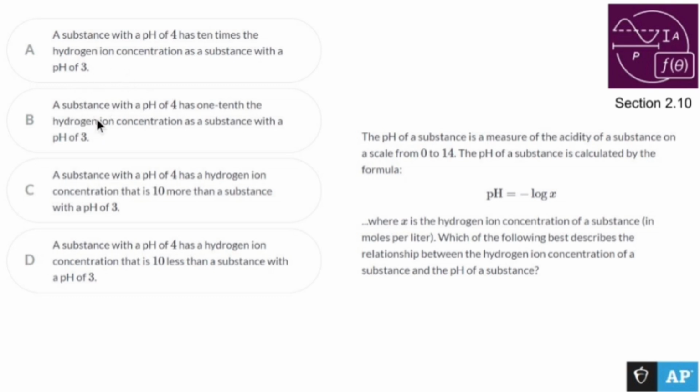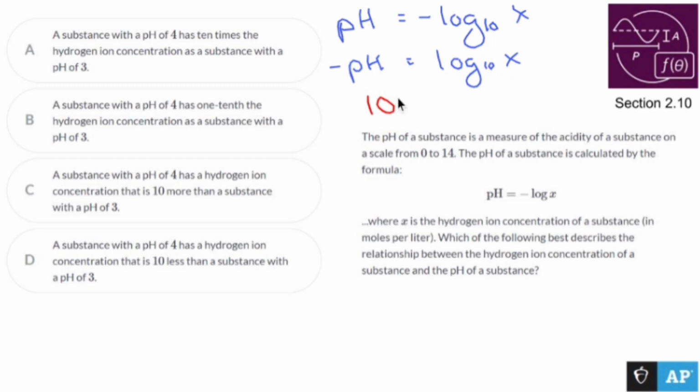I don't know. A substance with a pH of 4 has 1/10 the hydrogen ion concentration as a substance with a pH of... So basically what I really need to do is turn this into its exponential counterpart, since it wants me to find 10 times. So pH equals negative log, invisible base 10, of X. I'm going to multiply both sides by -1, so now I have that. I'm going to turn that into its exponential friend. So what that looks like is 10 to the negative pH is going to equal X.